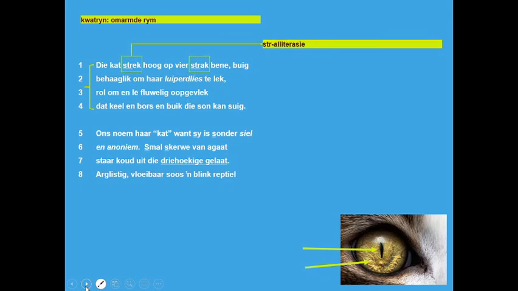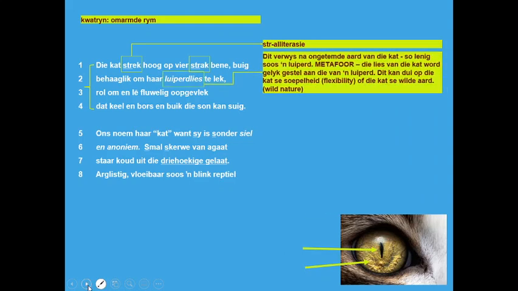Then we have the words strak en strak, alliterasie van die ST. Remember, alliterasie is the repetition of consonants or consonant sounds. That is why we're not saying the alliteration of the S, alliteration of the T, alliteration of the R, but alliteration of the str klank. Okay, so that is important to note.